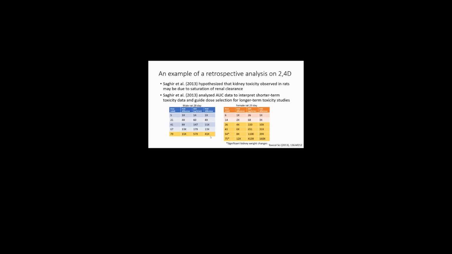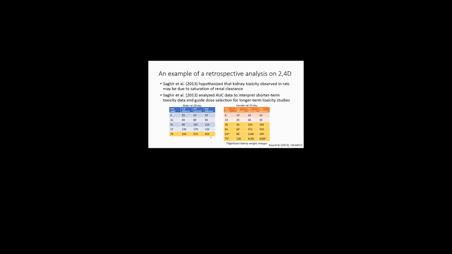For example, in male rats, from the dose from 5 to 79 milligram per kilogram per day is about 15-fold increase, but the AUC difference is about 40-fold, which is more than doubled compared to that 15-fold. And from their analysis, they suggested that in male rats, renal metabolism is getting saturated near 79 milligram per kilogram per day in male rats, and then around 26 milligram per kilogram per day in females, so the highlighted doses.